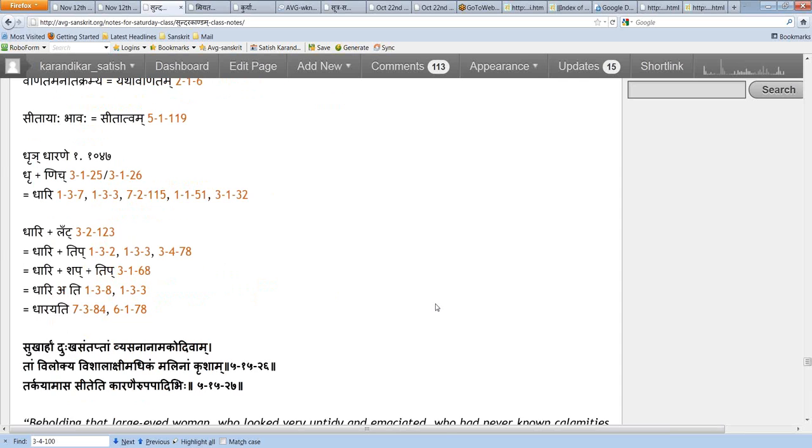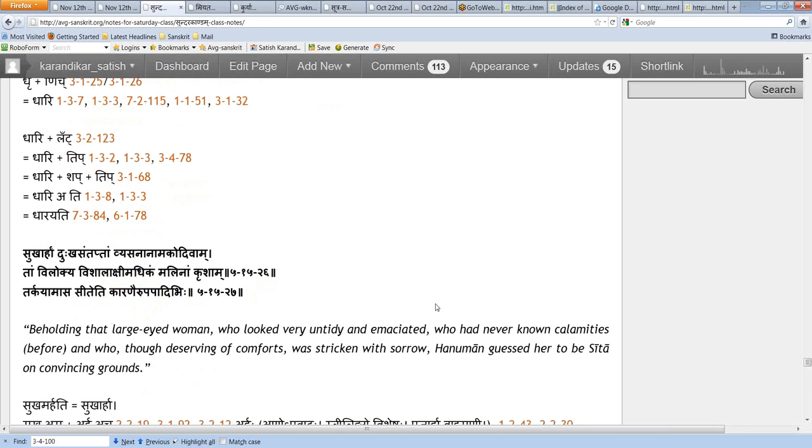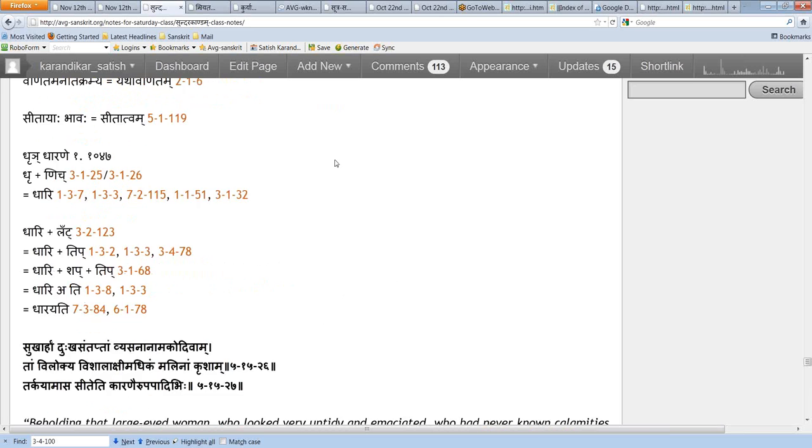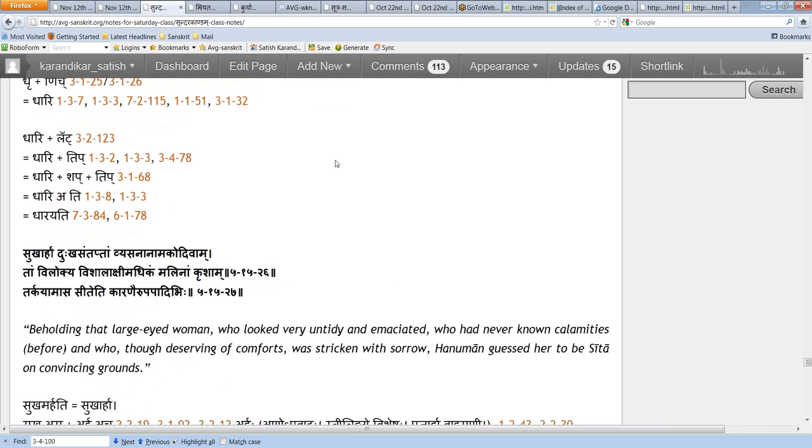Okay, let's take one sutram, actually Sardham Sutram. Sukharham dukkasantaptam vyasananam kovidam. Tam vilokya, again same thing, tam vilokya is coming, same one before. Vishalakshim adhikam malinam krisham. Tarkayama sasiteti karanair rupapadibhihi. Sukharham dukkasantaptam vyasananam kovidam. Tam vilokya vishalakshim adhikam malinam krisham. Tarkayama sasiteti karanair rupapadibhihi. Okay, try to do Padaccheda for us.